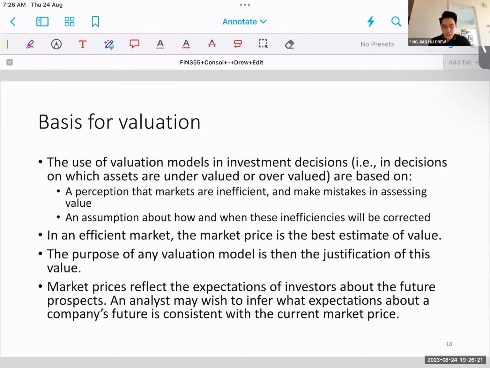So basically on valuation, the idea is that the market is inefficient, like what we talked about, as a weak form. Now we know what a weak form is already, and therefore there might be some mistakes in terms of the intrinsic value that we covered. Intrinsic value might not be equal to the market value, and that's the reason why we want to do valuation in general.